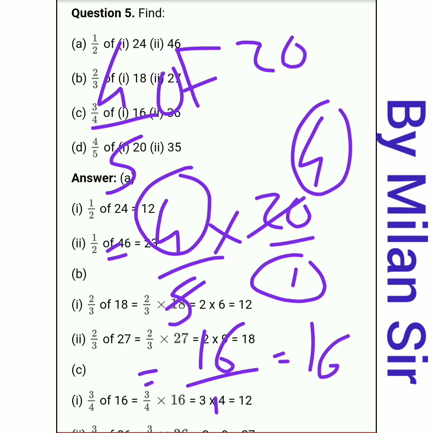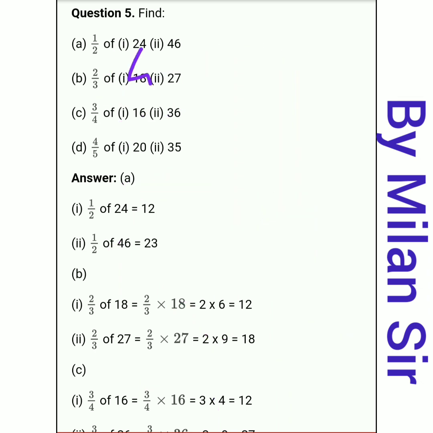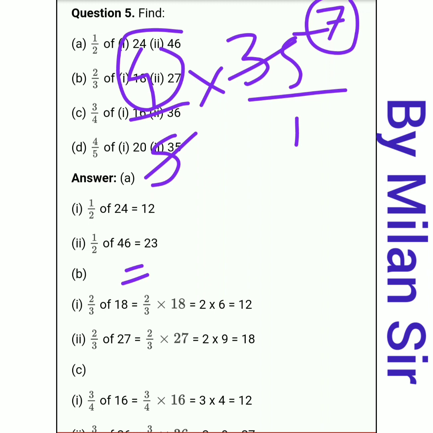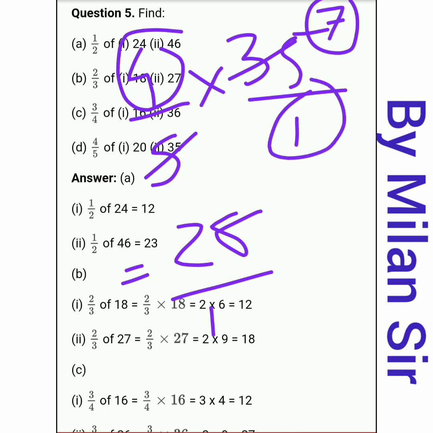So this is our answer. Then last question, 4 by 5 of means multiplication and 35. So we can cut it. 5 7s are 35. Nothing is present, so 1 in denominator. Now in numerator, 4 and 7. So 7 multiply 4, it is 28. 7 4s are 28. Divide by 1 as it is. So 28 by 1, it is 28. Okay, so our answer is 28.